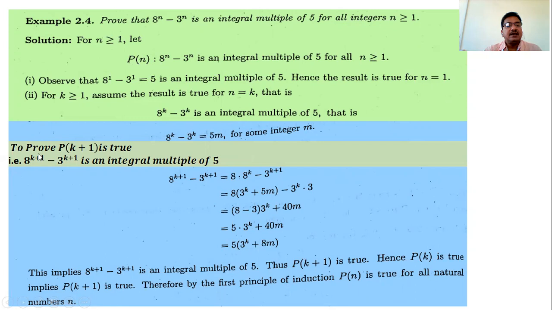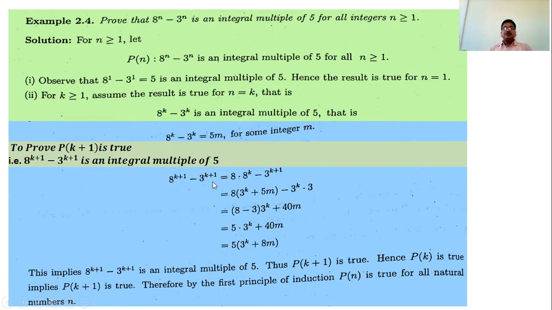That is, substitute n is equal to k plus 1 in this statement: 8 raised to k plus 1 minus 3 raised to k plus 1 is an integral multiple of 5. This is what I have to show in the second step. This is our assumption, and this is to prove. What do we have to prove? 8 raised to k plus 1 minus 3 raised to k plus 1 is an integral multiple of 5.